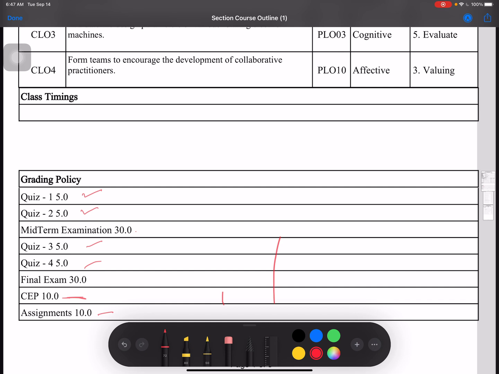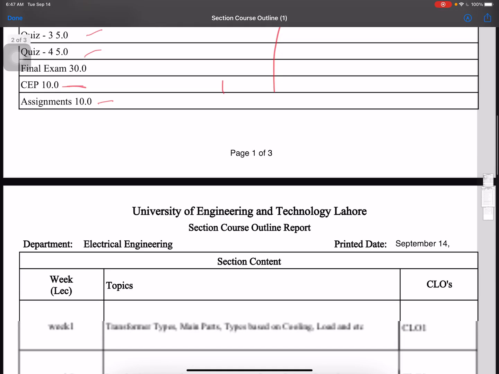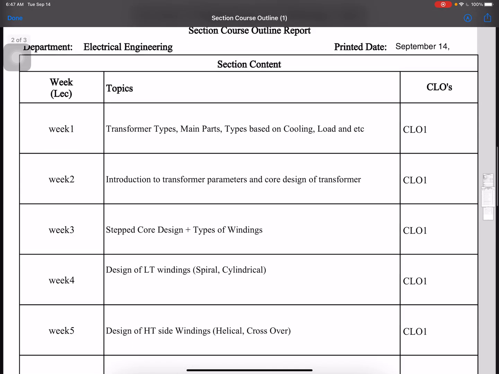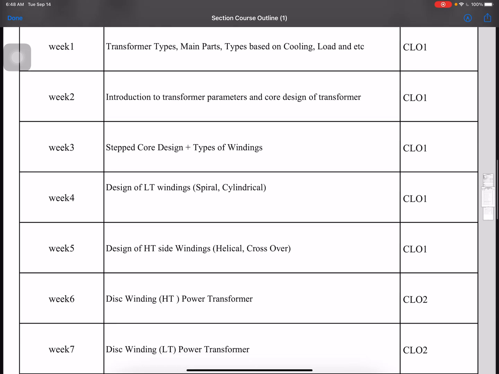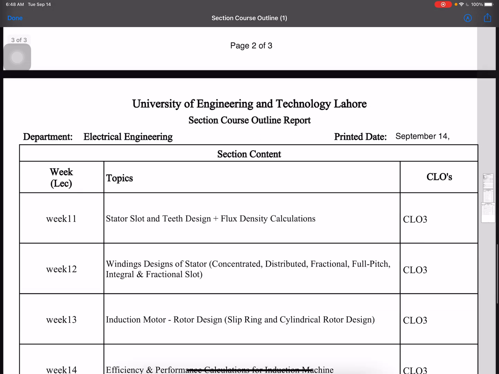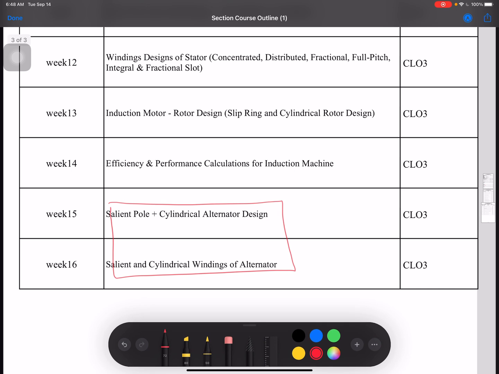Then coming on to the next one over here, you have the weekly plan over there. I'm not going to discuss all of them because this is a whole lot of things. So the weekly plan is there. The only change which is going to be made a little bit in this course is that these 2 weeks are going to be replaced by BLDC, which means the brushless DC. So hopefully we will talk about the brushless DC when we have discussed the 3-phase induction machine.